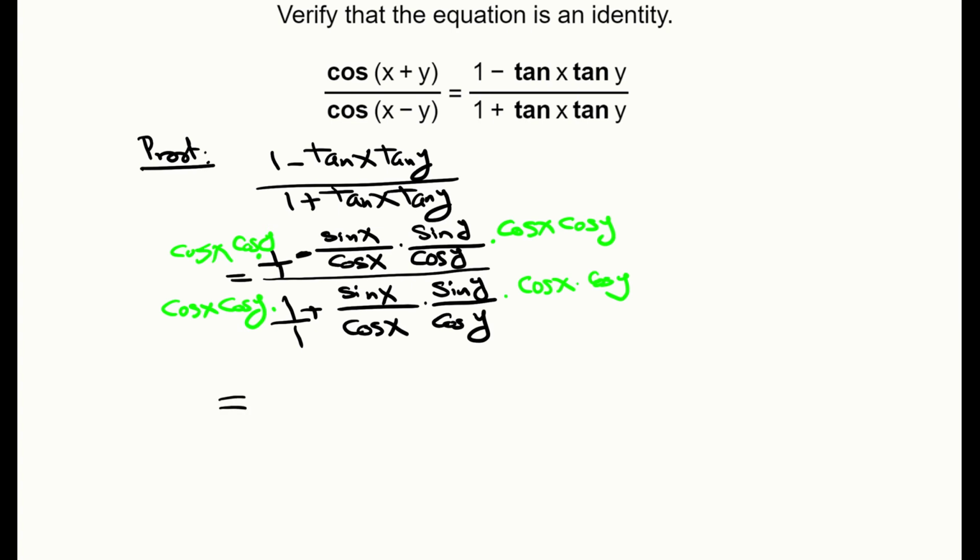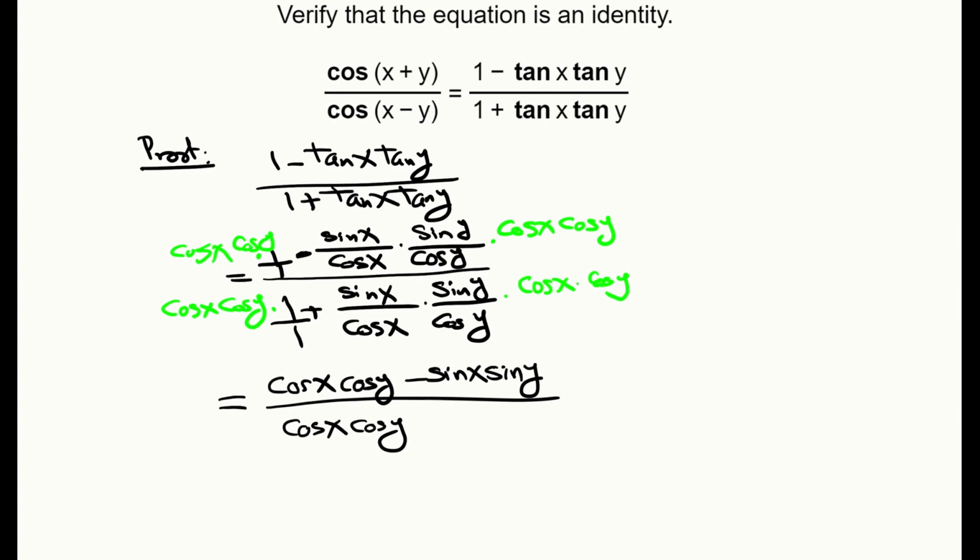So now let's see what we have left. So we have cosine x cosine y from that first term on the top minus sine x sine y over cosine x cosine y from the first term on the bottom plus, and from the second term we just get sine x sine y.